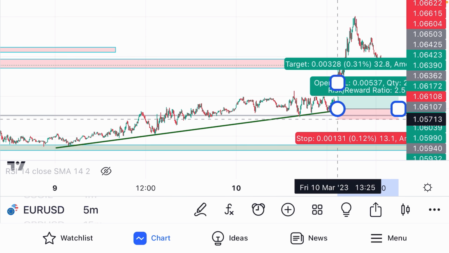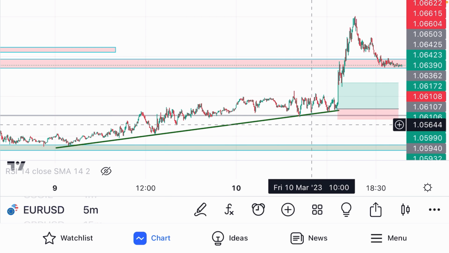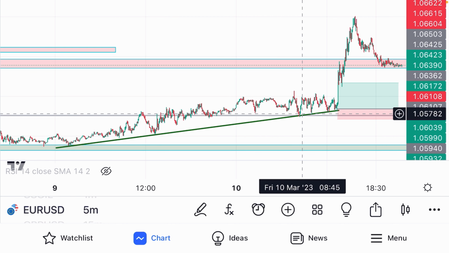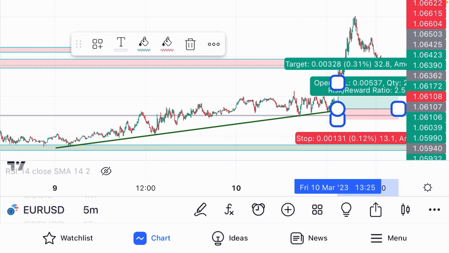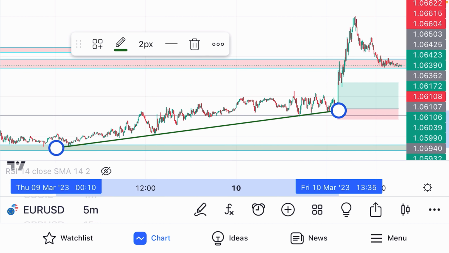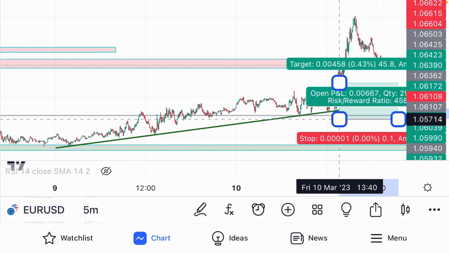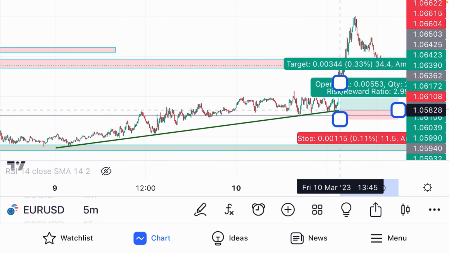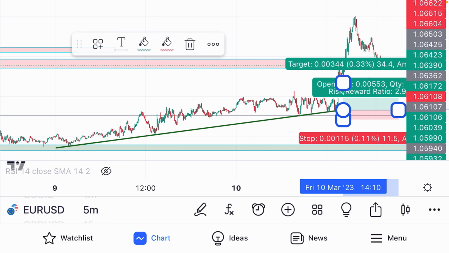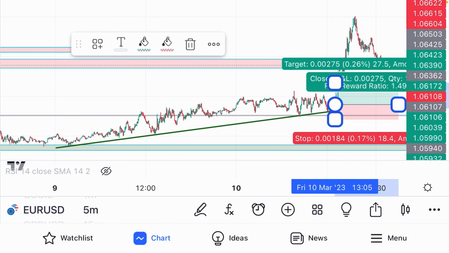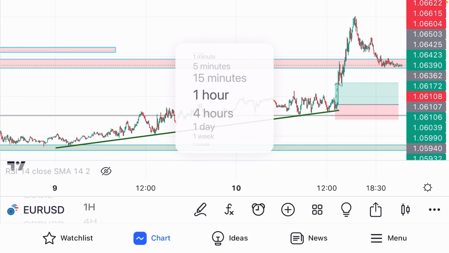Make sure that your stop loss is below the recent low, for this case, which is a bullish case. You can see that this was the recent low right here, and we had our stop loss just a little bit below that recent price action.